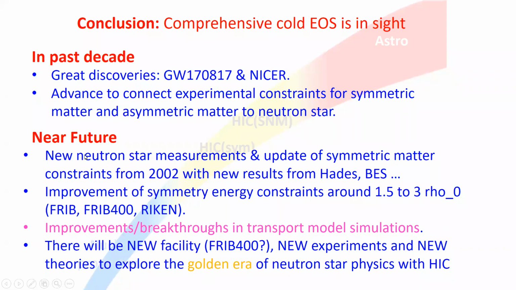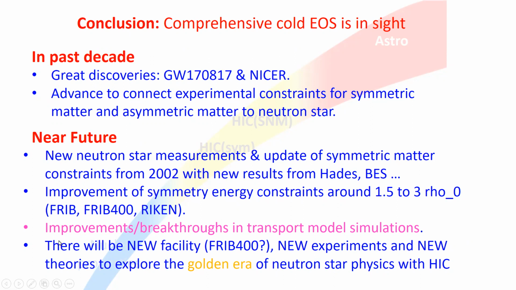In the near future, I think everybody will agree there will be new neutron star measurements, and there will be updates of the symmetric matter constraint. The one that I showed you was since 2002, and we'll have new results from HADES and the beam energy scan from RHIC. Then we expect there will be improvement of the symmetry energy constraint, where we have a lack of data between 1 and 3 rho 0 for symmetry energy.